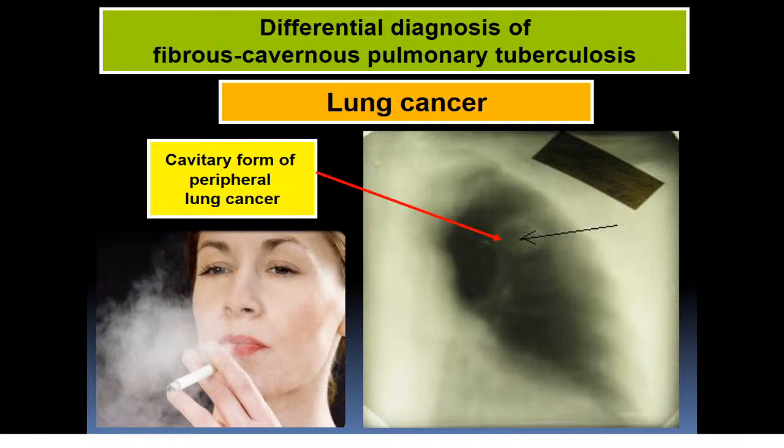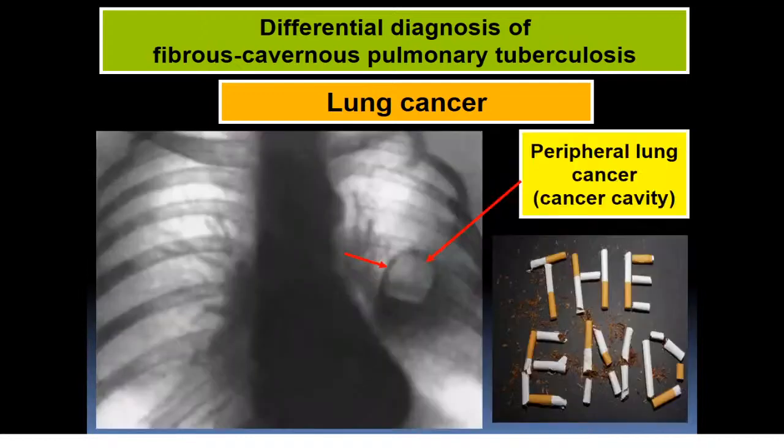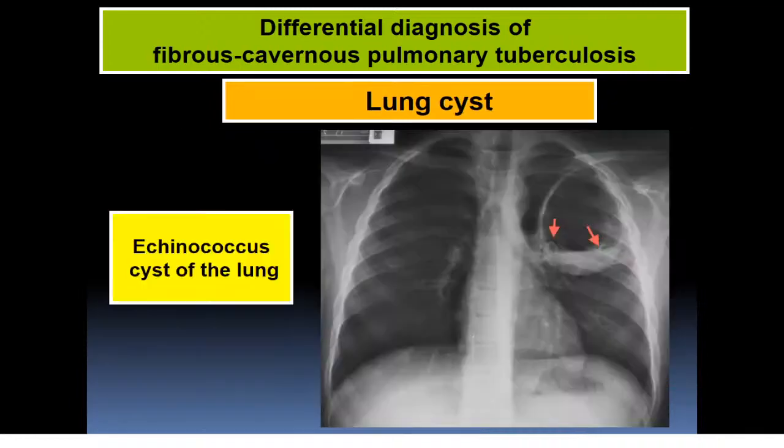On this tomography, we can see a cavitary form of peripheral lung cancer. It looks like fibrous cavernous tuberculosis also. Next, echinococcus. Next differentiation, different lung cysts.